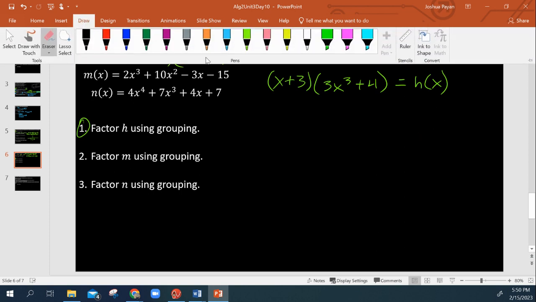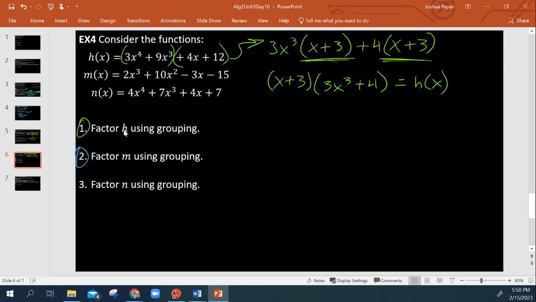Let's do another one. So factor m using grouping. Okay, this one's going to work out pretty much the same. I can just group right here, luckily, right? It's not going to always work out this way. But if there's a chance for you to do this with grouping, then by all means, let's do that.